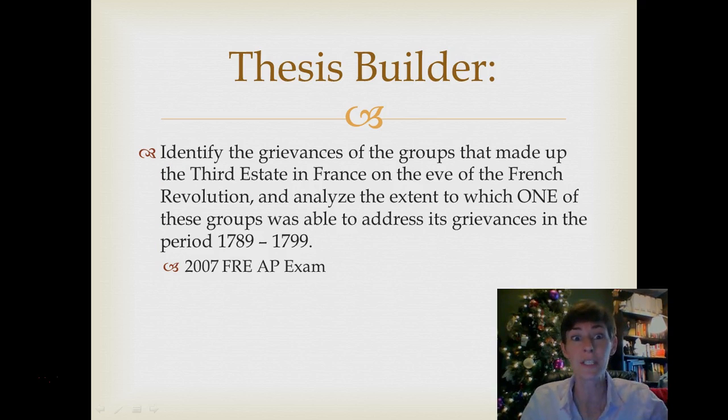Thesis builder. All right, now what I want you guys to do is pause the video again and write me a thesis statement. You are going to be submitting this to me. Identify the grievances of the groups that made up the Third Estate in France on the eve of the French Revolution, and analyze the extent to which one of these groups was able to address its grievances in the period 1789 to 1799. This is from the 2007 Form B released free response AP exam. So I want you to pause the video and then create a thesis statement for me.